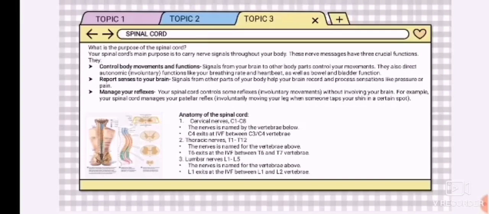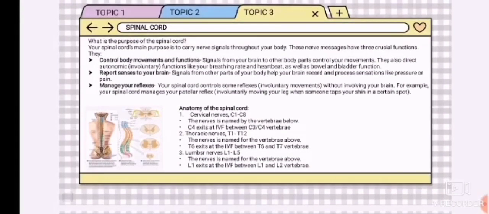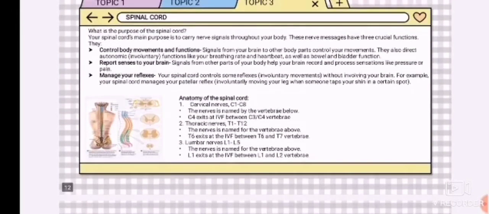So the anatomy of the spinal cord: the cervical nerves are C1 to C8. The nerves are named by the vertebrae below. C4 exits at the IVF between the C3 and C4 vertebrae. The thoracic nerves are T1 to T12. The nerves are named for the vertebrae above. T6 exits at the IVF between the T6 and T7 vertebrae.